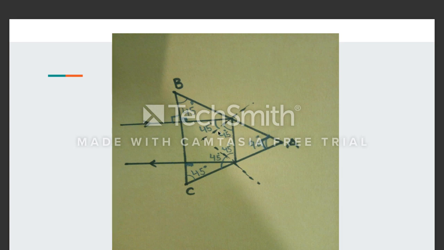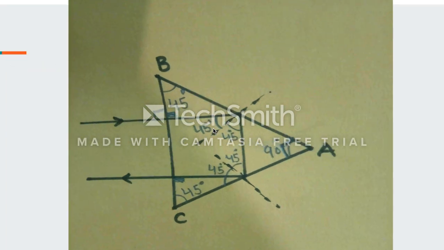The moment it strikes here, draw the normal. This is 45, so it will also be 45. What will happen? Since the critical angle was 42 degrees, and the angle of incidence is 45 degrees, which is more than this, it will get totally internally reflected back.